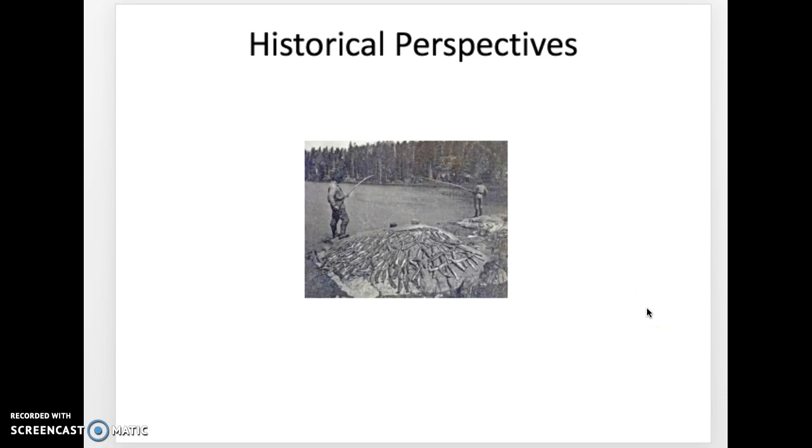And now there's a much more ethical approach, and there are regulations. The state regulates this because they hold fish and wildlife in trust for you and me. That's the public trust doctrine that we discussed earlier in the semester.